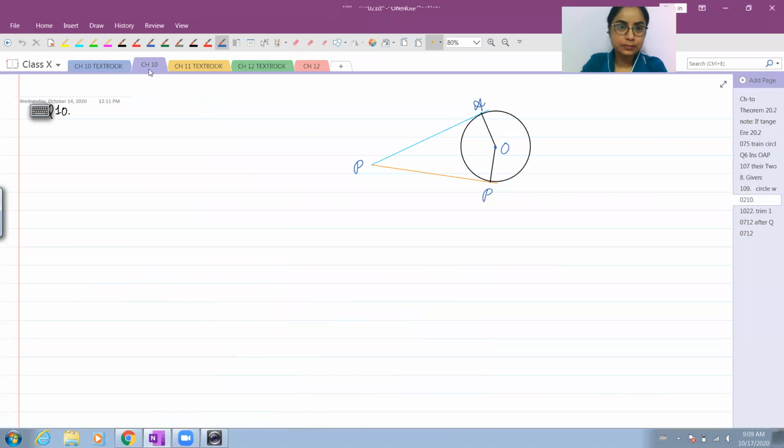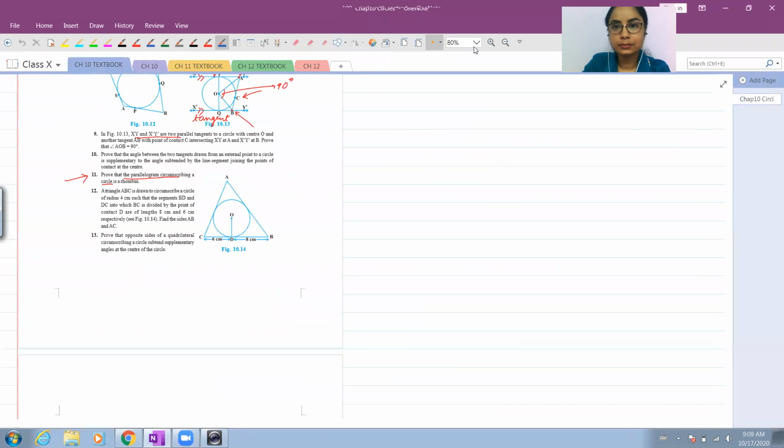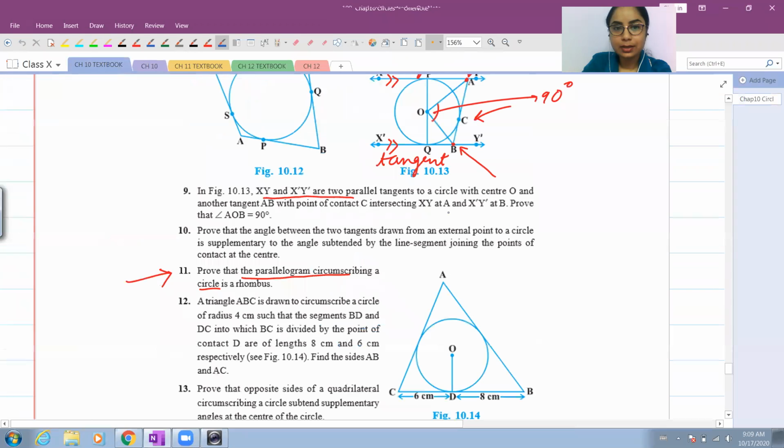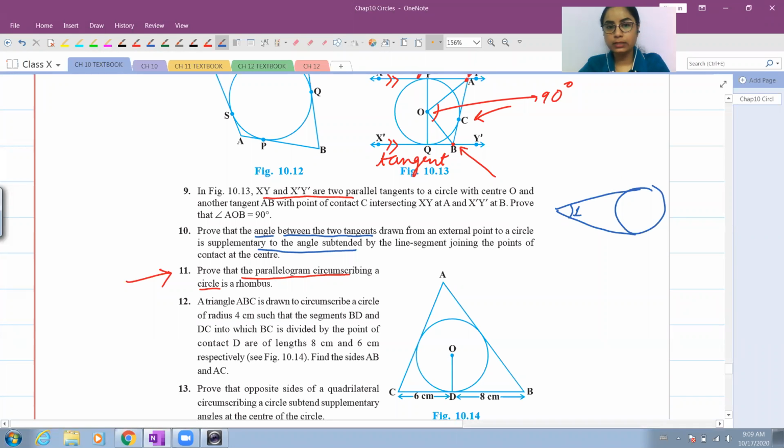Question number 10. Prove that the angle between the two tangents from an external point of the circle is supplementary to the angle subtended by the line segments that join the point of contact to the center. So if there is a circle and you have drawn tangents from an external point, the angle between these two, let's mark this as number 1. And then we want to take the second angle by joining point of contact to the center.